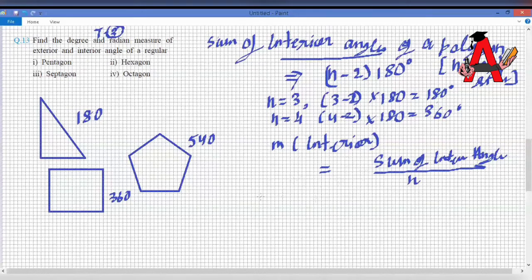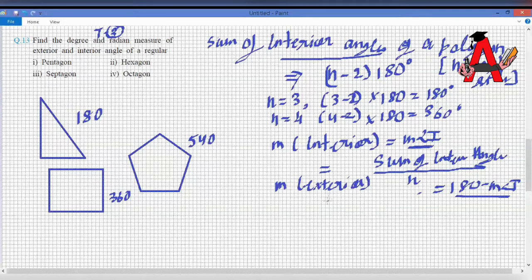And measure of exterior angle will be 180 minus measure of interior angle. Suppose the measure of interior angle I have taken as I. Then I can say sum of all the interior angles divided by n is the interior angle. Exterior angle will be 180 minus interior. I'll try to explain once with one sum.